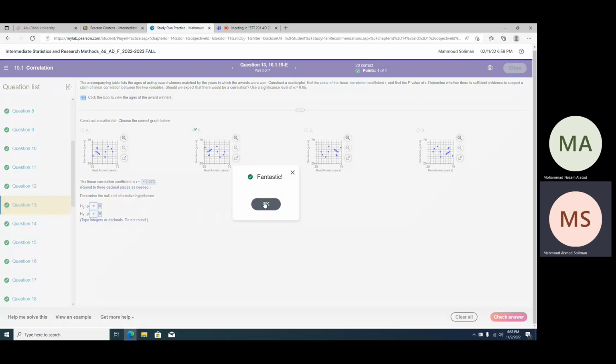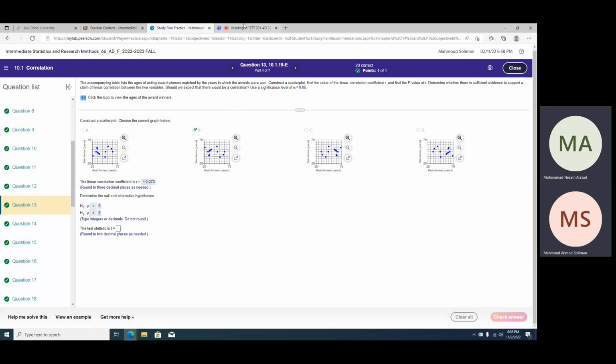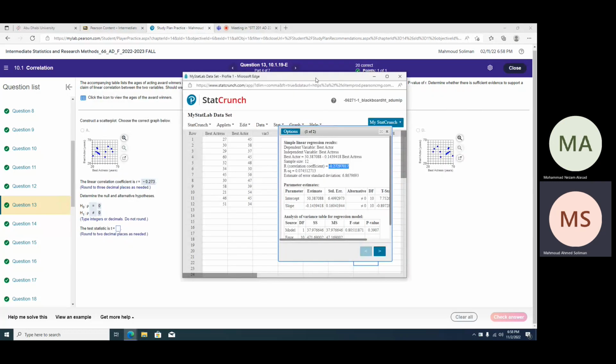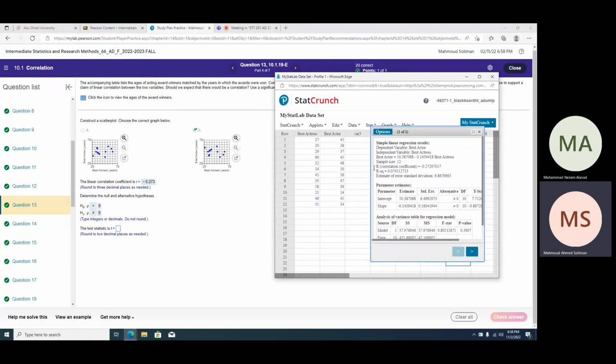Can you just re-explain this linear correlation coefficient again? Which part? The one here? This one. You just go here. This R correlation coefficient. Close the StatCrunch. So look, I'll close it.